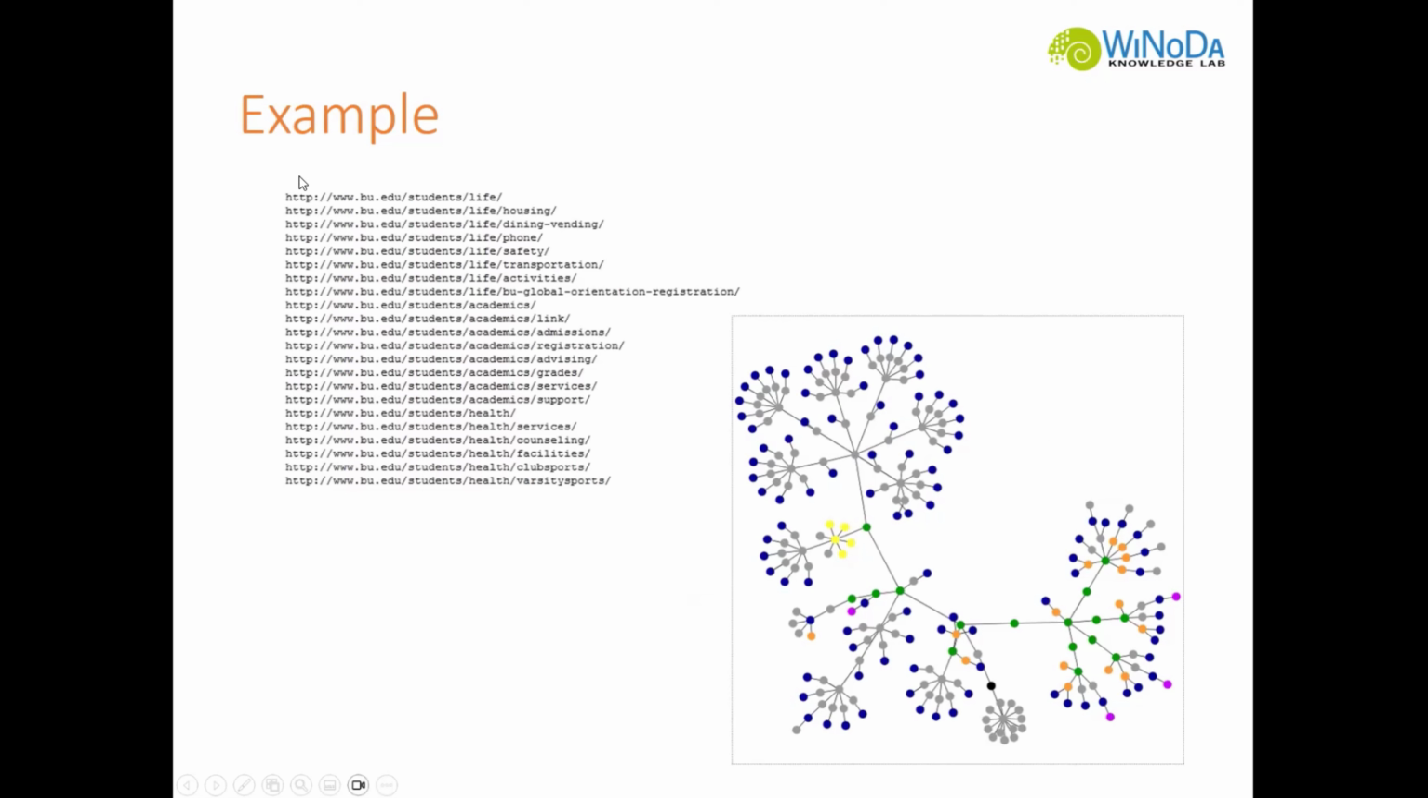So given some list of links in a way that you can scrape, or someone gave you maybe, you can understand or visualize how the actual structure of the underlying website looks like.